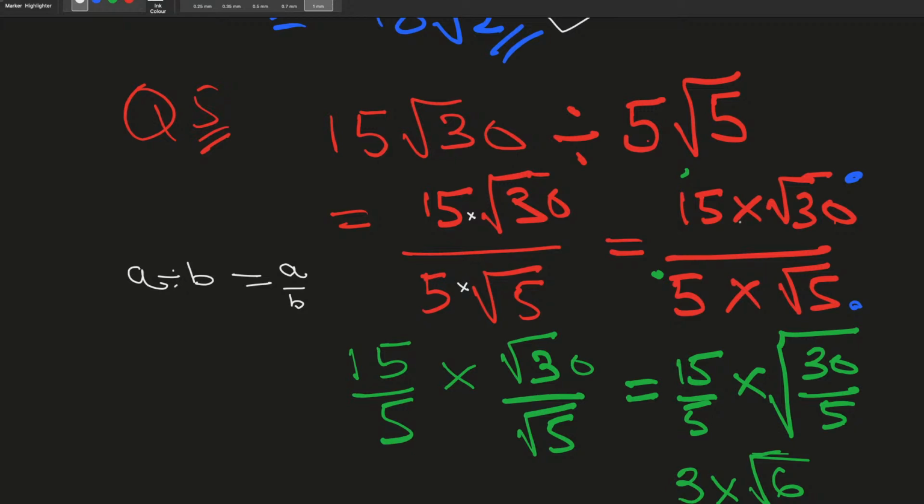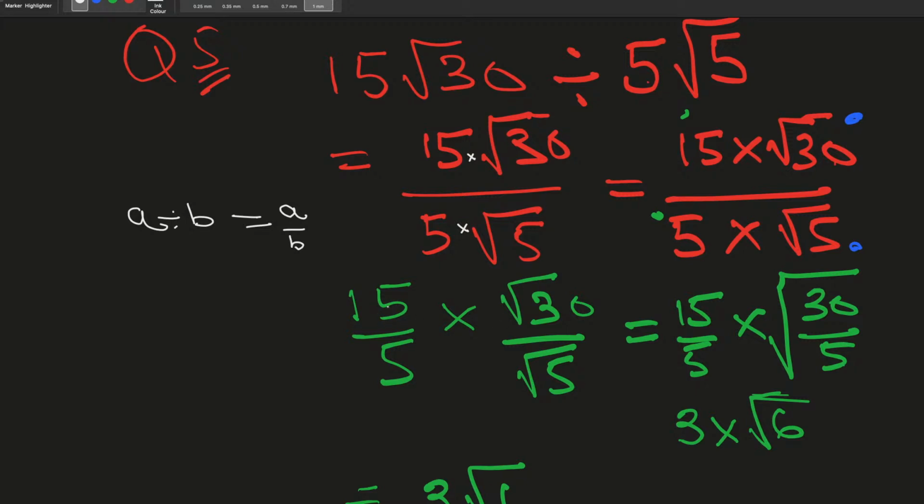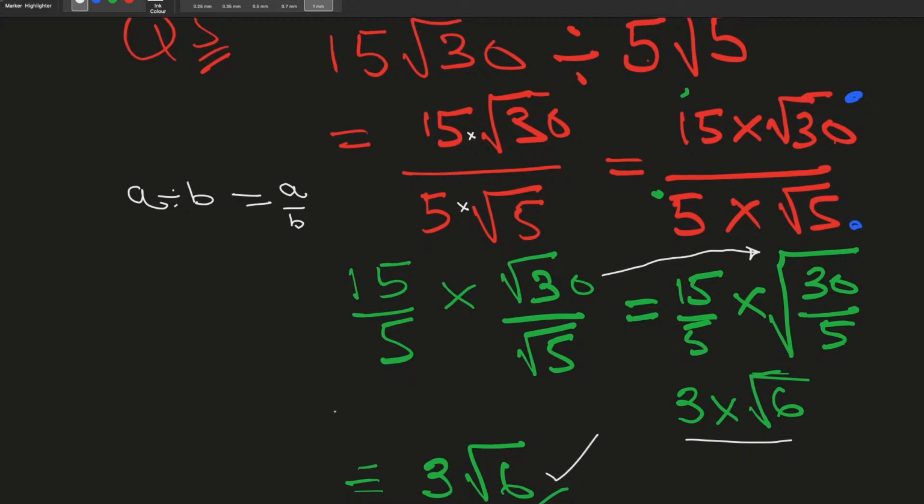So we applied that property. So 5 times root 30, and this and this, 5 times root 5. Now we split them. So 5 over 5 times root 30 over root 5. We can write it this way because of the principle of surds. So this root 30 over root 5, all square roots, so we say root of 30 divided by 5, then that gives us root 6. Then when we multiply 3 by root 6, we had 3 root 6.